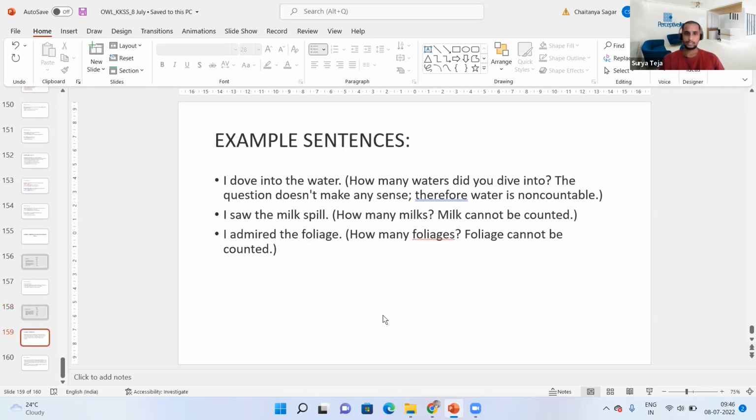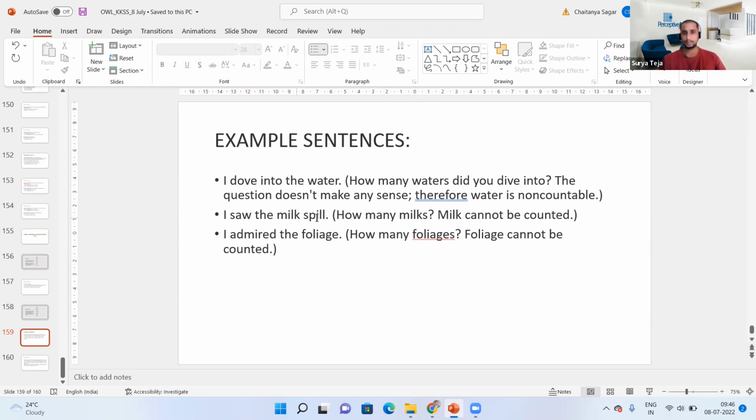And if you see some of the examples here, I dove into the water. Nobody will ask how many waters did you dive into, unless there are different rivers, if they are expressing water in terms of rivers, or how many rivers did you take a bath in, that becomes a countable noun. But in the case of water, you won't say how many waters. It is not how it is expressed. It is wrong. So basically it is an uncountable noun. So we should say water is not expressed in plural form, and many does not become appropriate here.